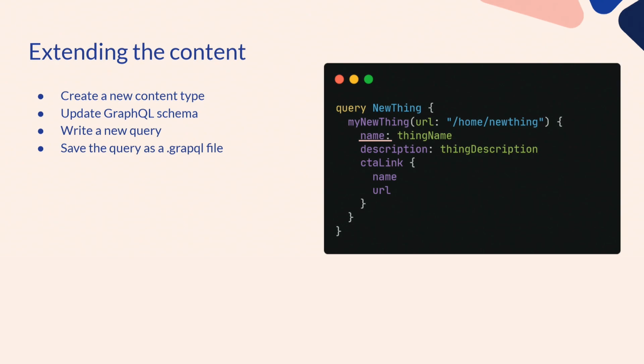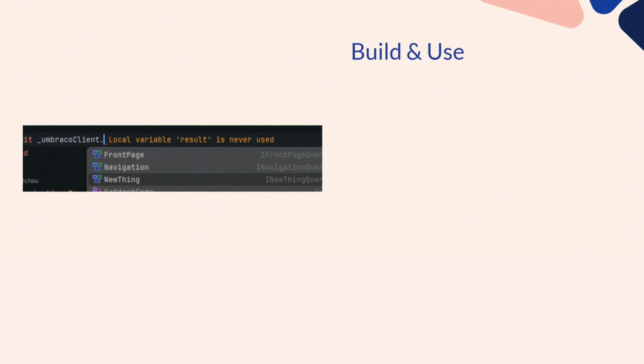In this query, I'm actually renaming a few properties as well. And this is done by defining the name, colon, and then the original GraphQL name. And the GraphQL name in this case is the name that is defined in the back office. Then we simply have to build it. And once it's built, we now get the new thing method on our Umbraco client.